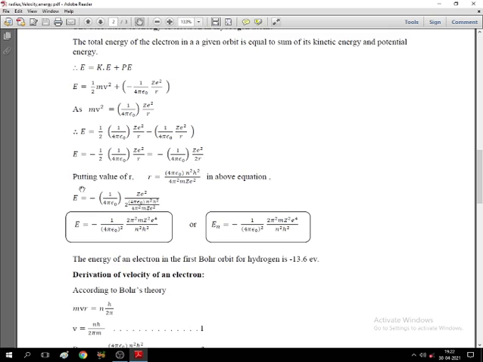Now put the value of r in this equation. या इक्वेशन मध्ये r ची व्हॅल्यू ठेवा. Putting the value of r, आत्ताच आपण डिराइव केलेले r चे इक्वेशन, r is equal to 4 pi epsilon 0 n square h square upon 4 pi square mz e square in this equation. याच्यात ठेवा. इथं ती r ची व्हॅल्यू ठेवली बघा, minus as it is, 1 upon 4 pi epsilon 0 as it is, z e square as it is, 2 as it is. Now the value of r is here.